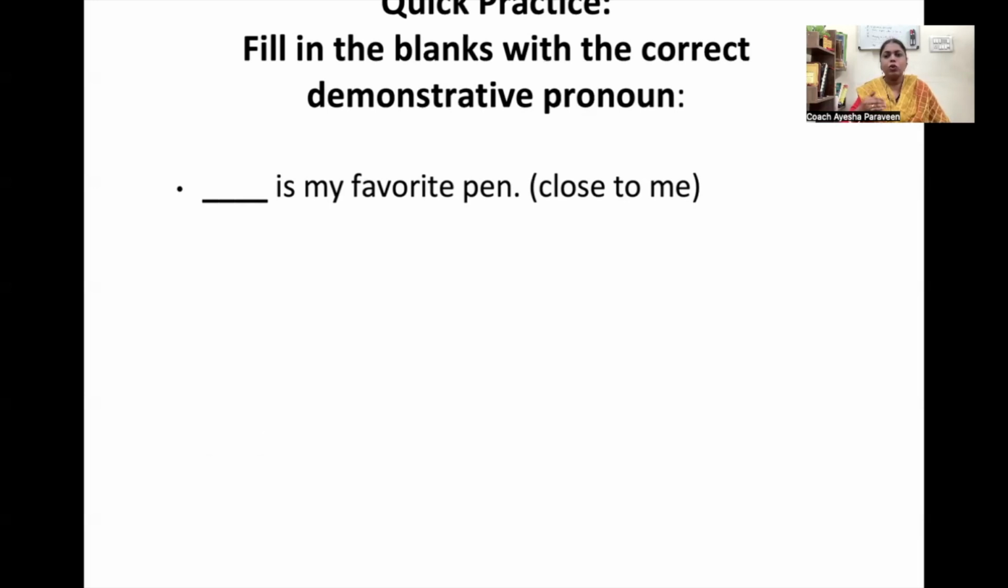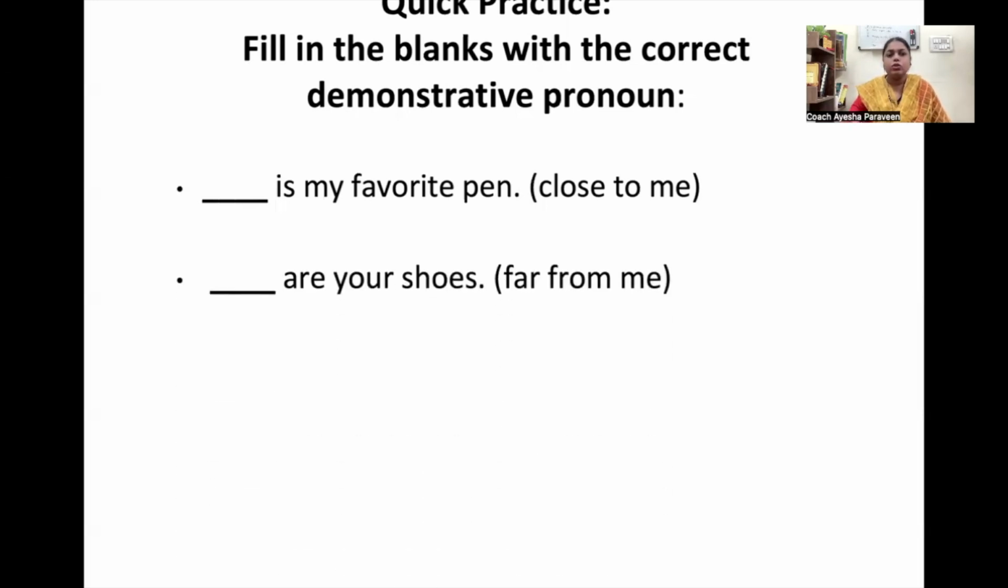Something that is close to me. So what demonstrative pronoun do I use here? Something that is close to me. We are talking about one single pen, and that is close to us. So what demonstrative pronoun do we use? Please make a note and check your answer to see how well you have understood.